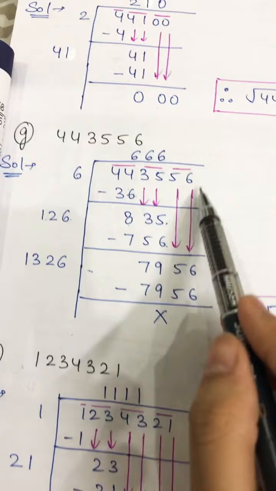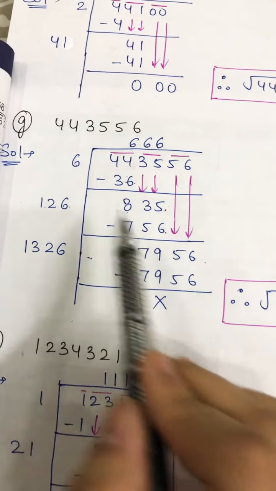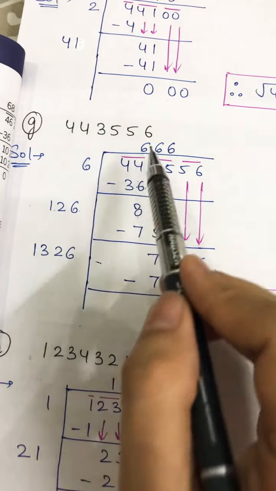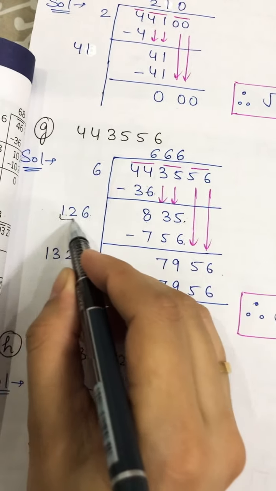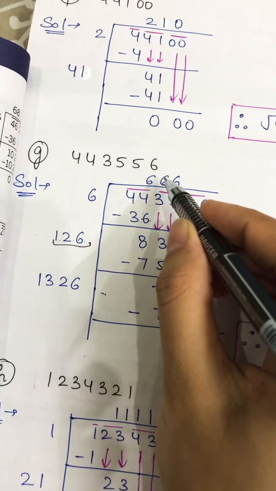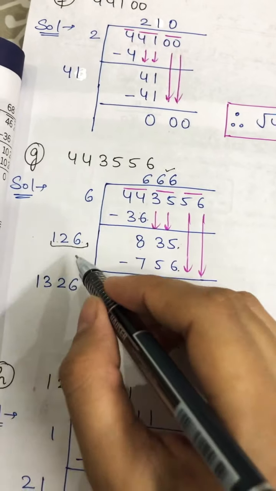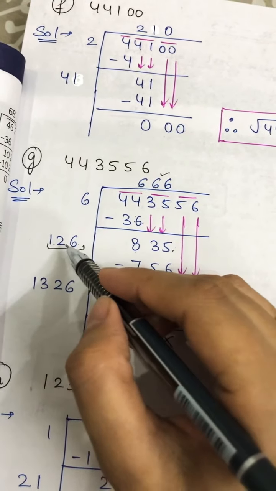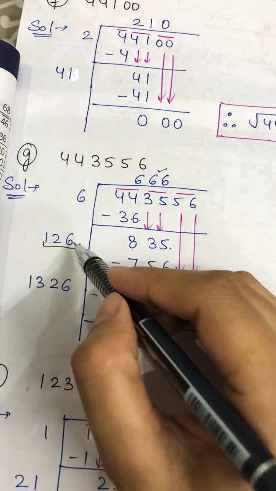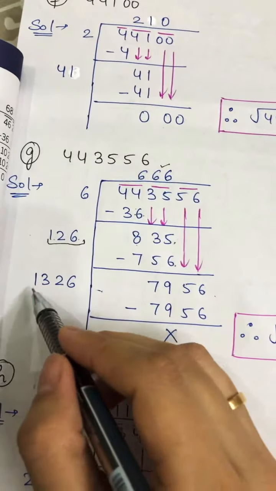Now take these two digits directly. It will be 7956. Now 126 plus 6. You have to add one digit from here in this. First of all, you have added 6 plus 6 is 12. Now 126 plus the second digit: 126 plus 6 is equal to 132.